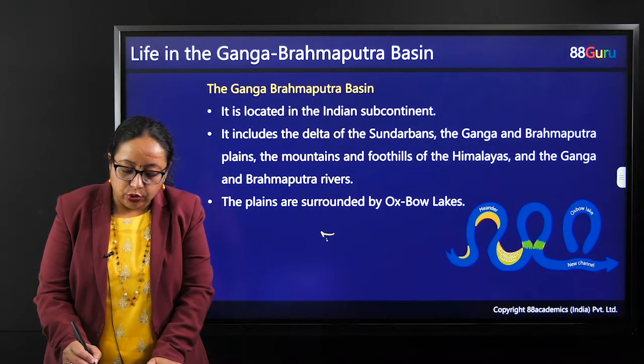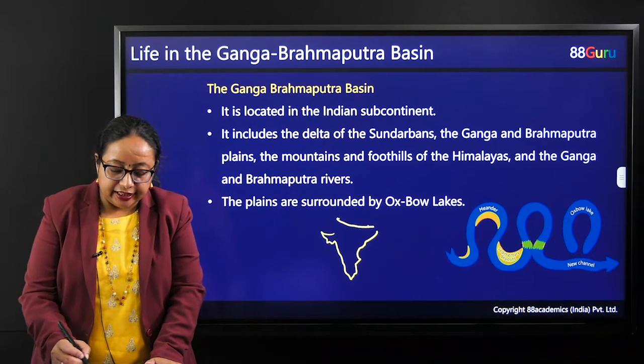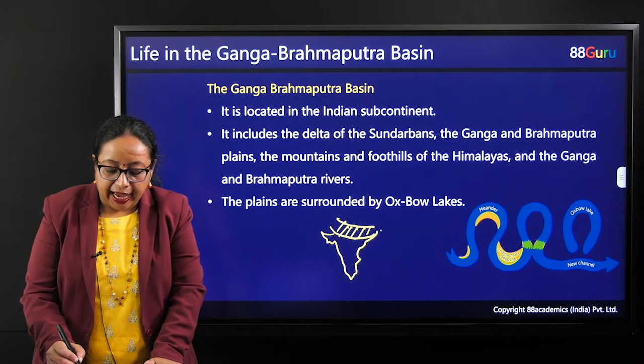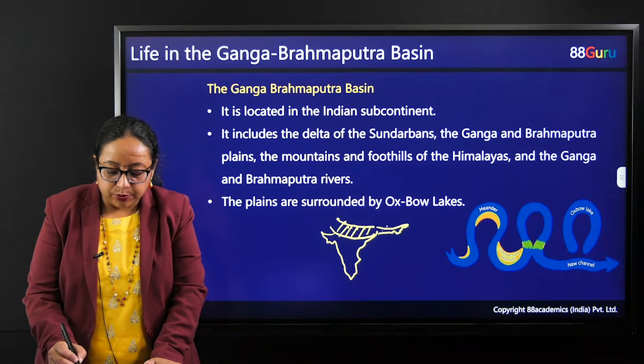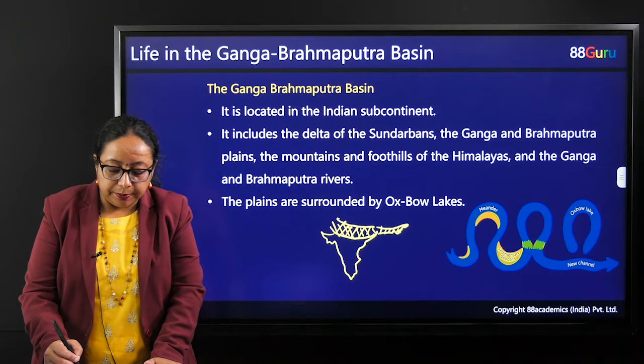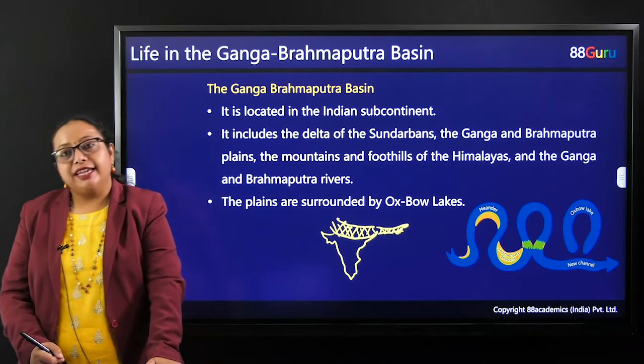Now children, when you look at the southern portion of the map of India, you can say that this portion is the portion that we are referring to, and it extends till this portion over here. So this is the entire northern plains of India extending up to the Brahmaputra river in the east.